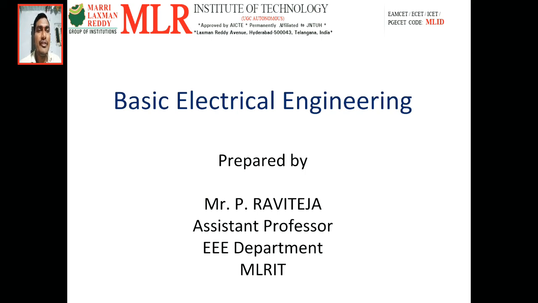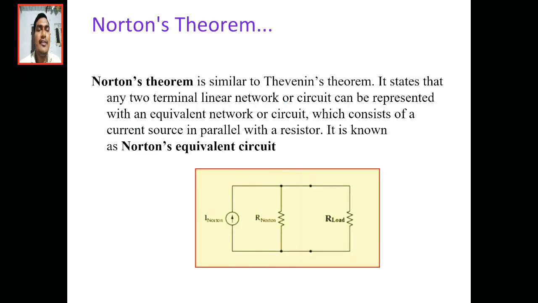Now I am going to discuss Norton's theorem. Norton's theorem is similar to Thevenin's theorem, so we can say Norton's theorem is dual to Thevenin's theorem. It states that a two-terminal linear network or circuit can be represented as a single equivalent circuit. That equivalent circuit consists of a current source in parallel with a resistor. That current source is called Norton's current source and that resistance is called Norton's resistance.